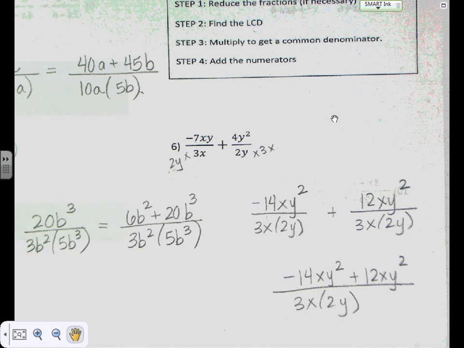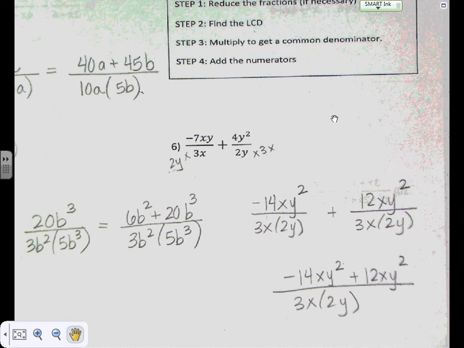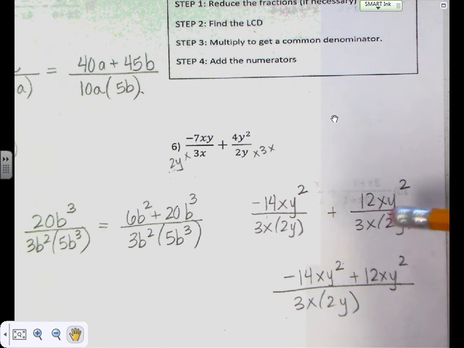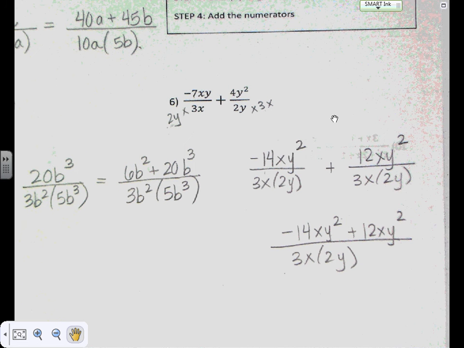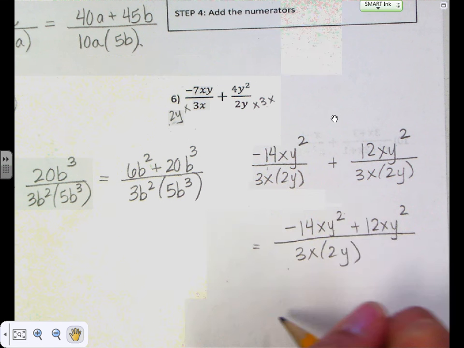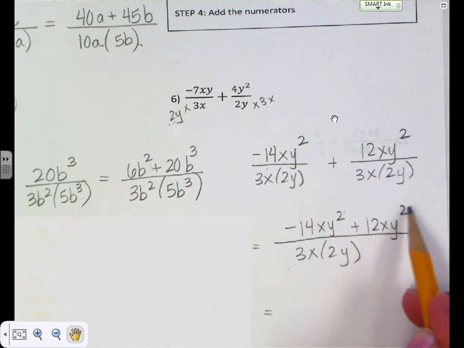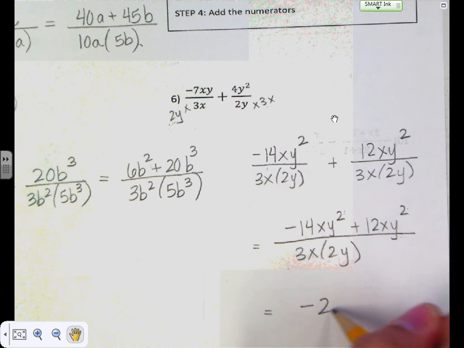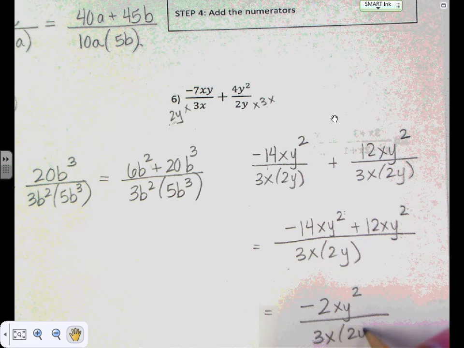Actually, they're from different gangs. So this is an xy squared. This is an, oh wait. Oh, yes, you're right. Since they are from the same gang, sorry, I told some of you guys they weren't. My bad. You see how they're the same? xy squared, xy squared. So what's negative 14 plus 12? Negative 2xy squared over 3x times 2y.